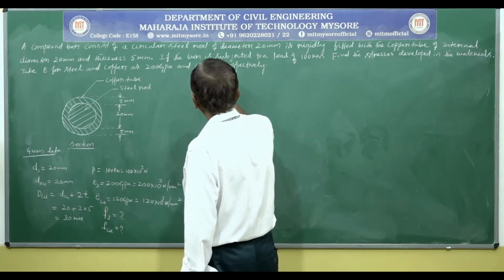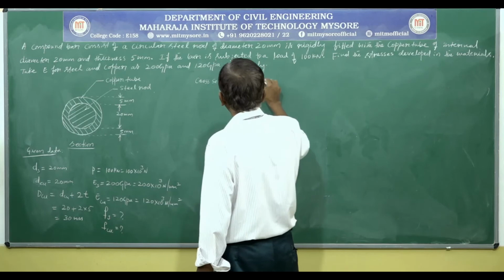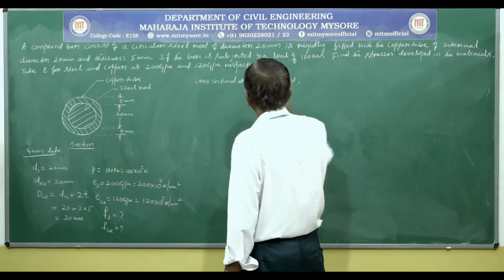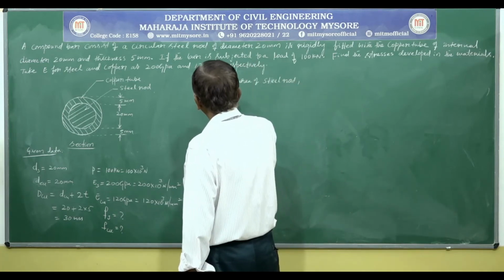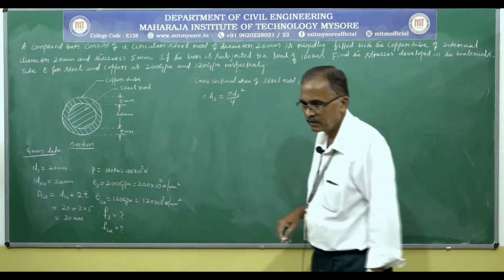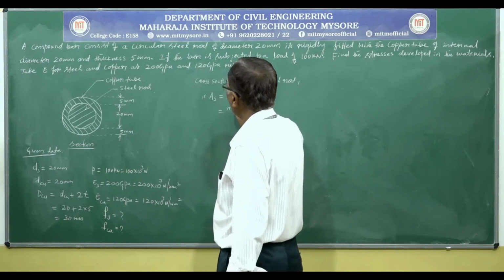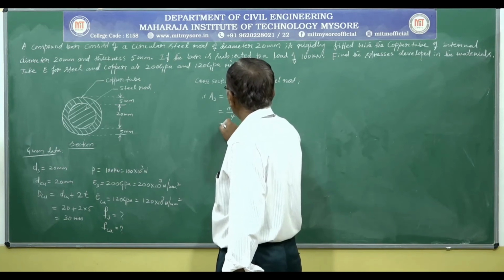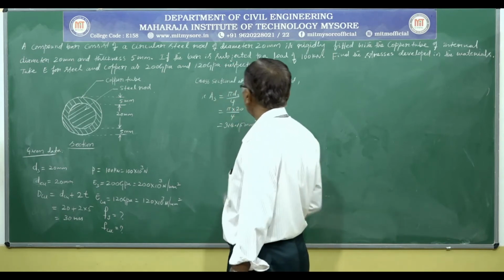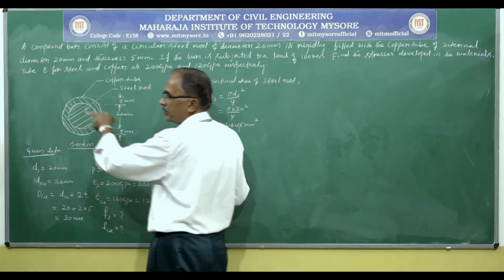Cross section area of steel rod, that is As is equal to pi ds square divided by 4. It is a solid circular one. So we can calculate and write directly, is equal to pi into 20 square divided by 4, that is equal to 314.815 millimeter square.